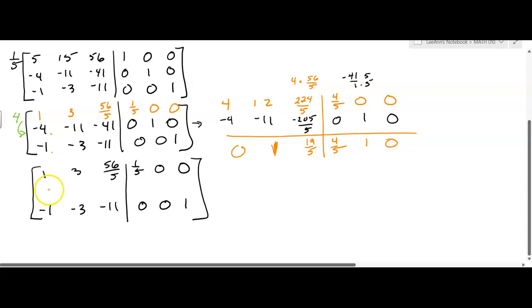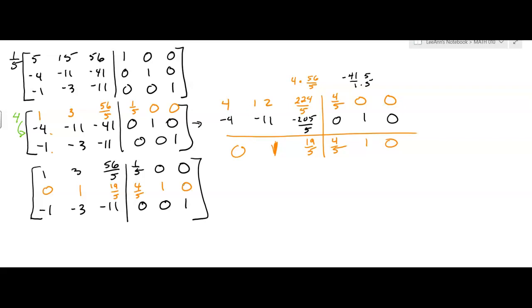That's going to go right here. 0, 1, 19 fifths, 4/5, and 1, 0. Okay, so remember to work all the way across. Just be careful and double check.